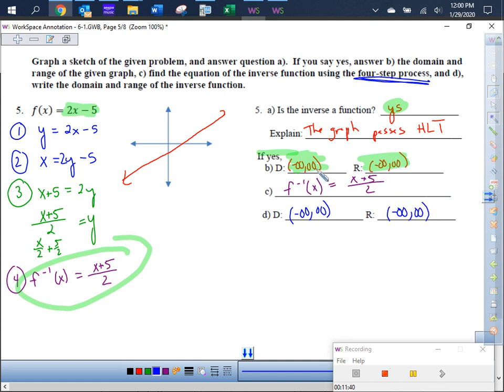As we go through the chapter, they will be different, so you just pull the old switcheroo. That's what an inverse is. You're just switching stuff around. So switch x and y around, switch domain and range around.